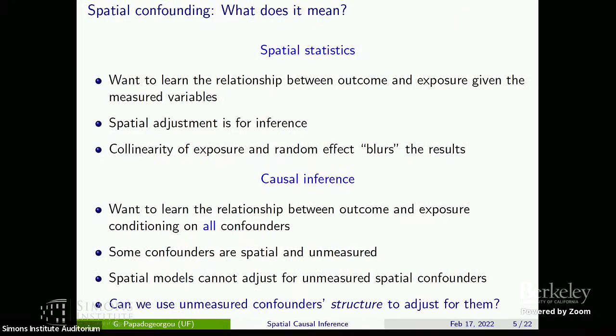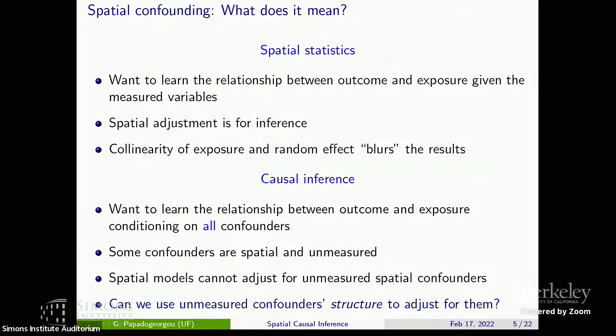So I wanted to start with this because I know this is a causal inference group, so I know that perhaps spatial confounding is a term you haven't heard before. But a lot of times when I talk to people that have exposure to spatial statistics, their notion of spatial confounding is a completely different thing than what I think spatial confounding is. So spatial statistics and causal inference, when they talk about spatial confounding, have these two completely different notions.